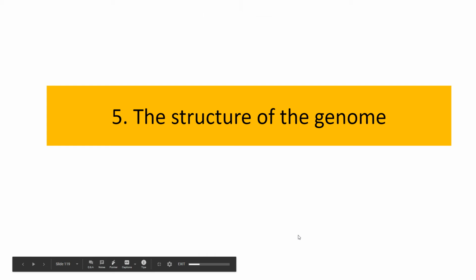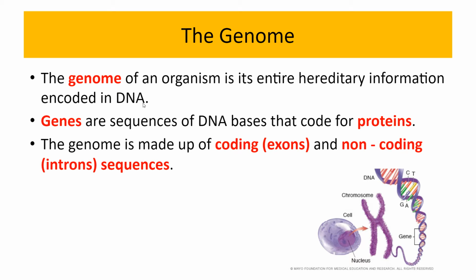So the fifth key area of Unit 1 is learning about the structure of the genome. And it's quite a short key area, but it is important because it sets up the next couple of topics that we're going to do. So first thing we need to do is establish what this word means, the genome.